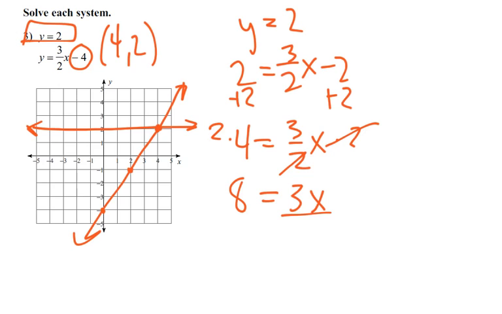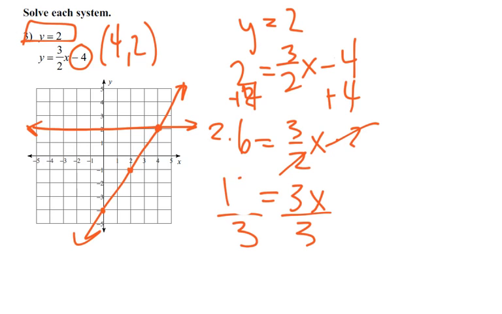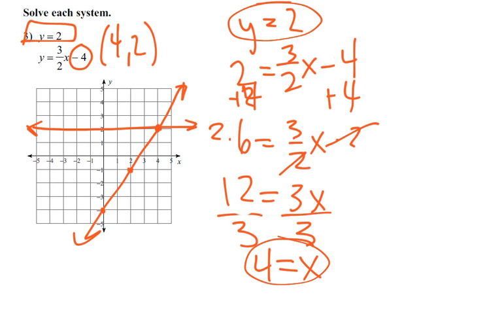Divide by 3. And what did I do wrong? Oh, duh. That should have been a 4. Like, something's not right here. So that would have been a 6. So that would have been a 12. So that makes sense. X equals 4, and we already knew y equals 2. Okay, so that was substitution.